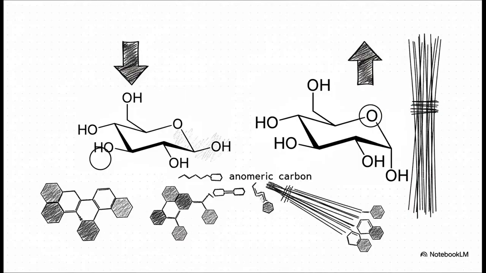So let's meet them, alpha and beta glucose. They look almost identical, right? But look really closely at that anomeric carbon. That's carbon number 1 on the far right. In the alpha form, the new hydroxyl group points down. In the beta form, it points up. And believe it or not, that one tiny detail, up versus down, determines whether sugars link together to build something soft like starch or something super strong like cellulose.